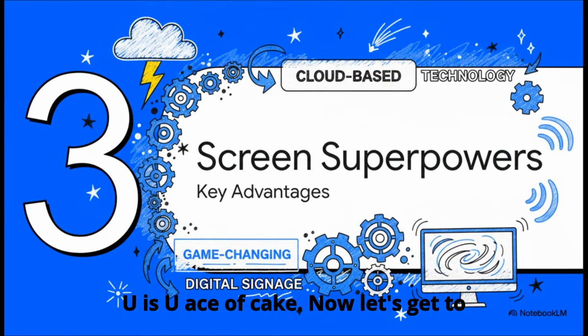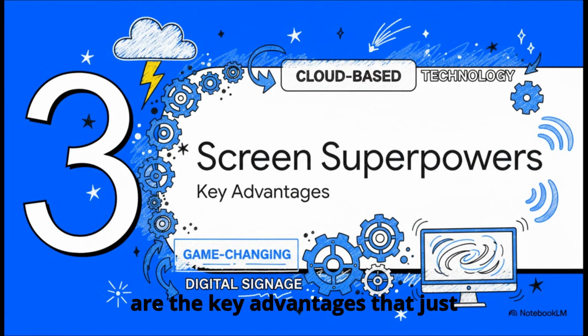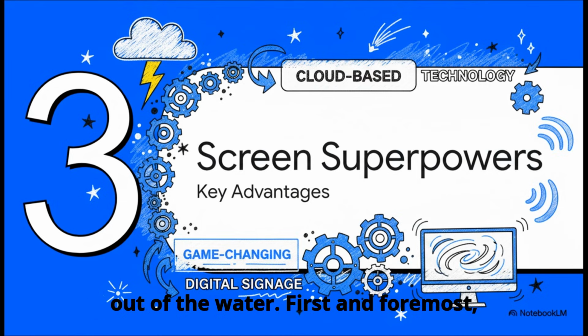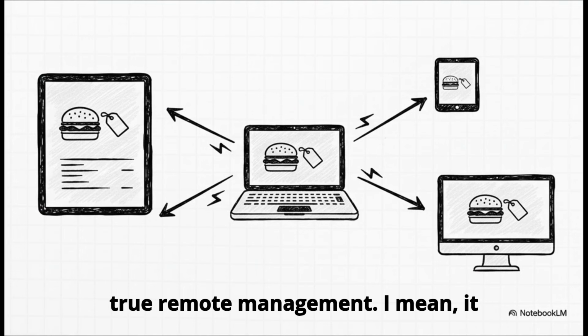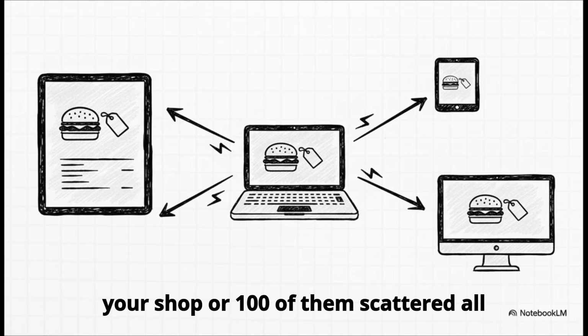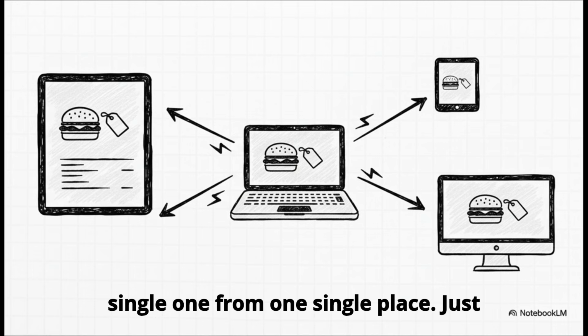All right, so setting it up is a piece of cake. Now let's get to the really cool part, the superpowers you're about to give your screen. These are the key advantages that just completely blow that old USB stick method out of the water. First and foremost, true remote management. I mean, it doesn't matter if you have one screen in your shop or 100 of them scattered all over the country, you control every single one from one single place.